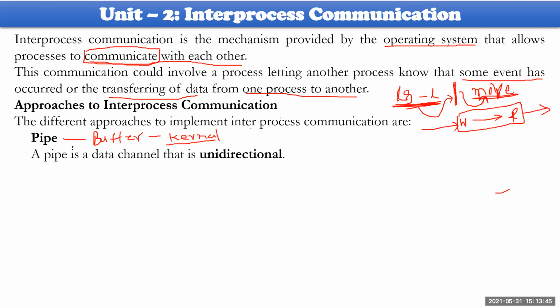However, this pipe is a data channel which is unidirectional. Consider this is the writing end, then the opposite side must be the reading end. You cannot perform writing and reading at the same end. That is why it is half duplex, otherwise unidirectional.